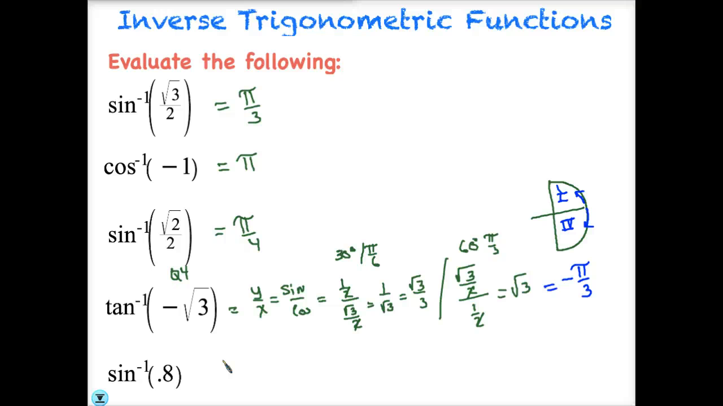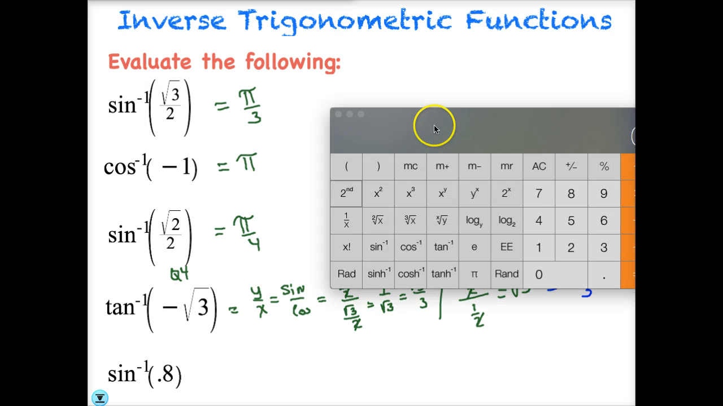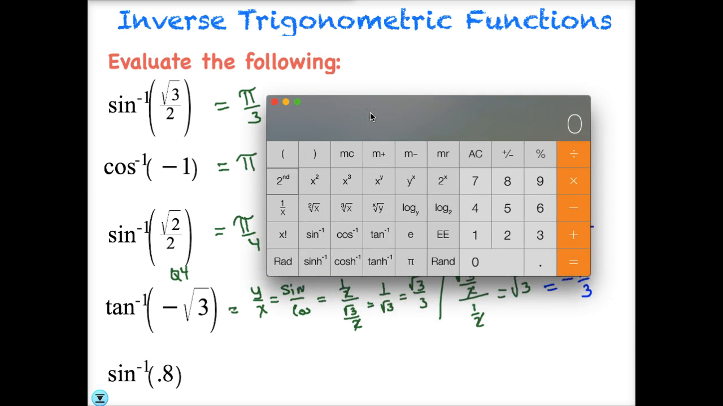How about this one, inverse sine of 0.8? Well, you're saying there is no exact value of 0.8 that I recognize. This is a situation where you can use your calculator. When you take out your calculator, you should have sine, cosine, and tangent, but you should also have the inverse functions, inverse sine, inverse cosine, and inverse tangent. Now, make sure that you put your calculator either in radian or degree mode.